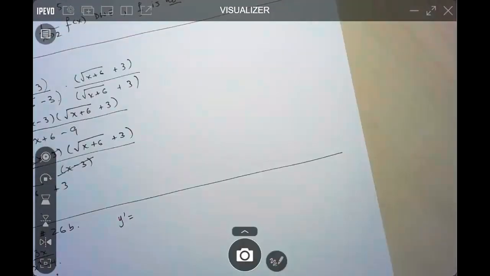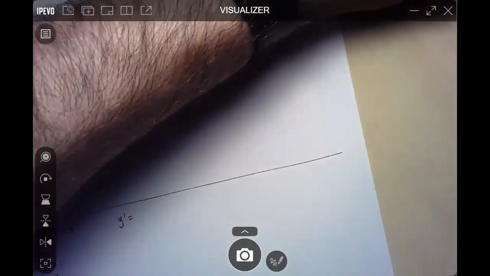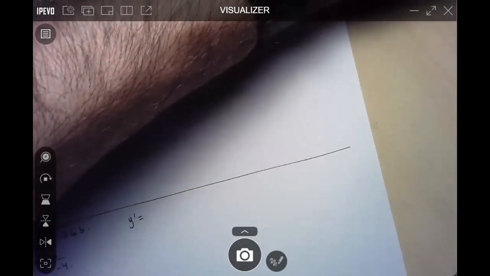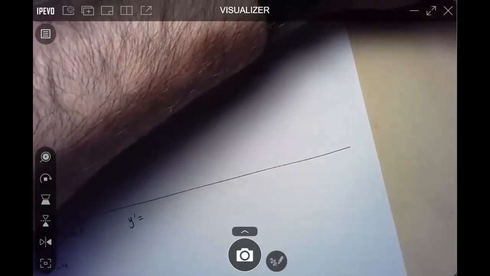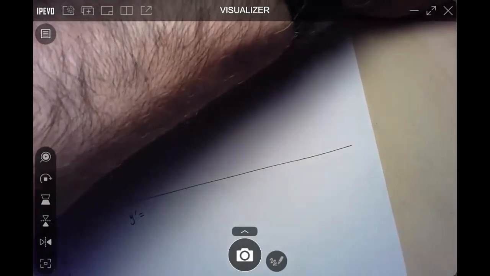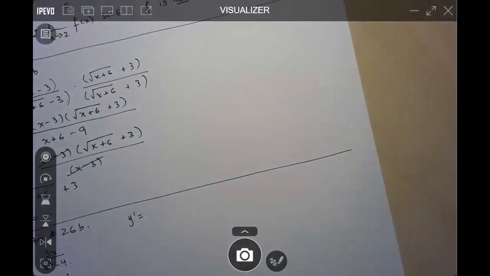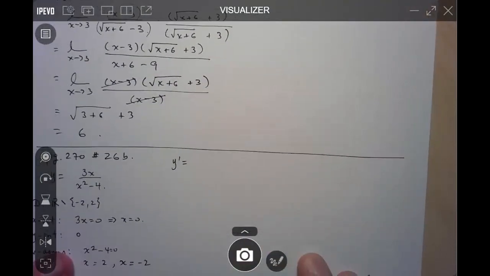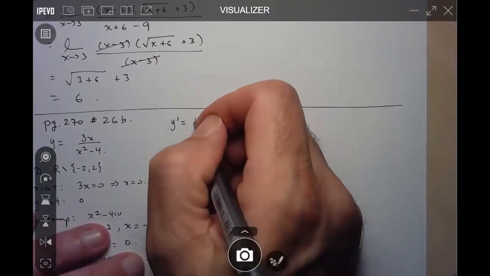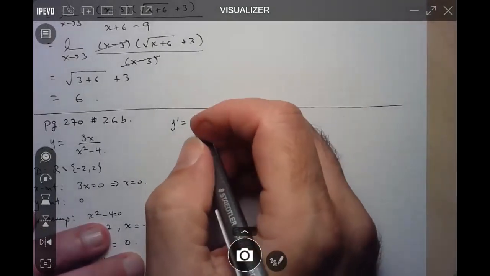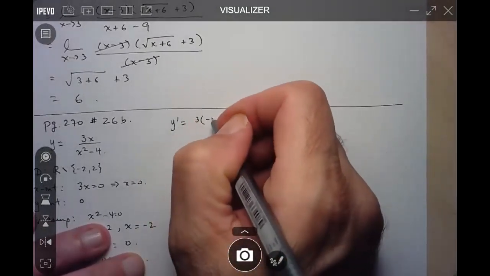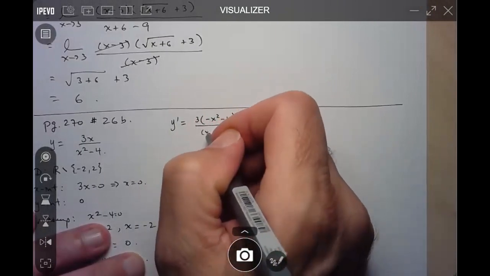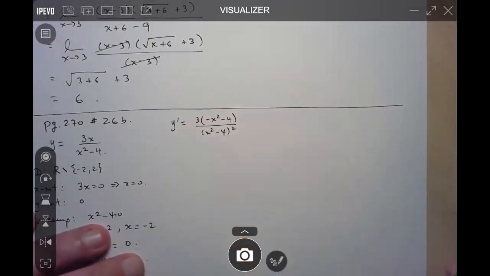So what do we have? It is 3x over x squared minus 4. Okay. So it looks like what we have here is 3 times negative x squared minus 4 over x squared minus 4 squared.